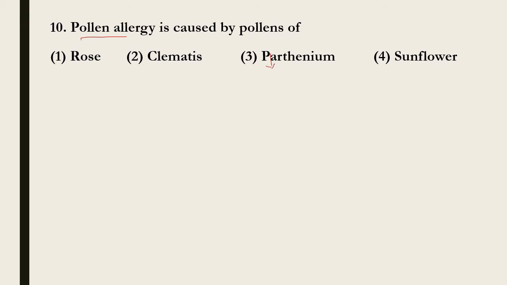So it is commonly called carrot grass. It entered India along with imported wheat. So the correct answer: pollen allergy is caused by the pollen grains of Parthenium, or carrot grass. The correct answer is option 3.